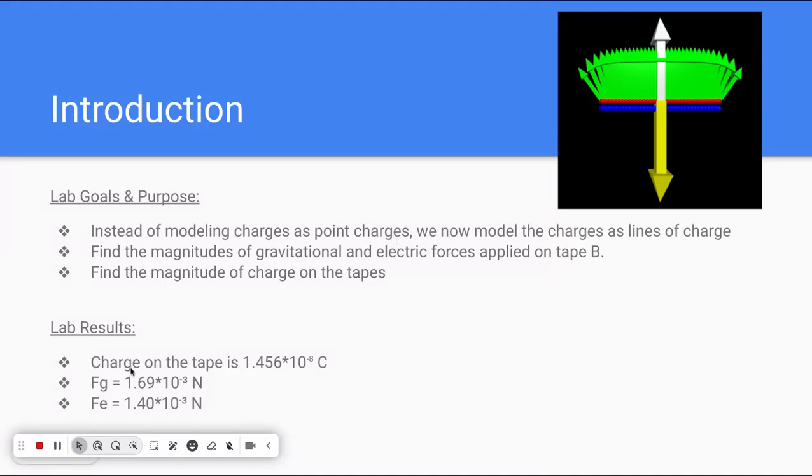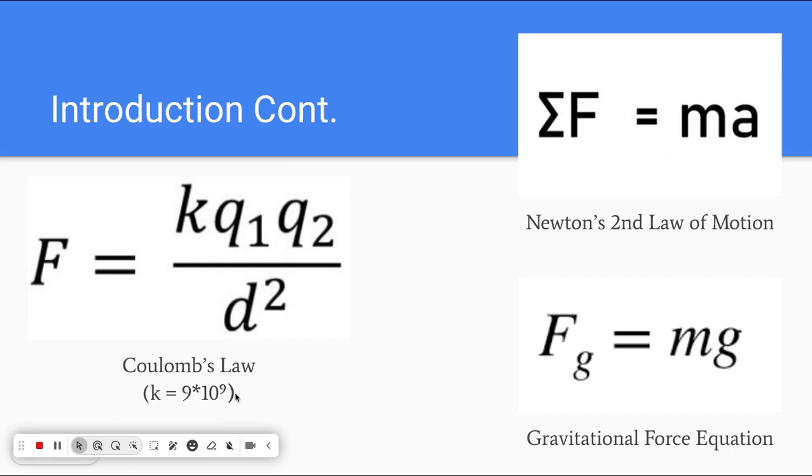The results, real quick overview. The charge of the tape I found to be 1.456 times 10 to the negative 8 coulombs. The force of gravity was 1.69 times 10 to the negative 3 newtons. And the electrostatic force was 1.4 times 10 to the negative 3 newtons.